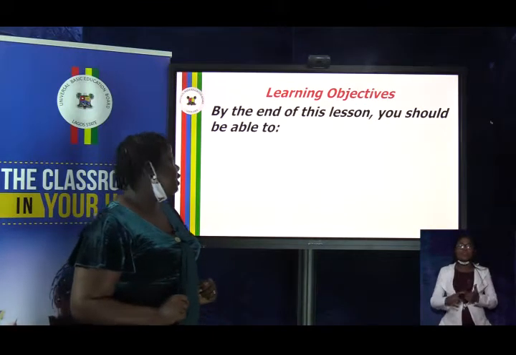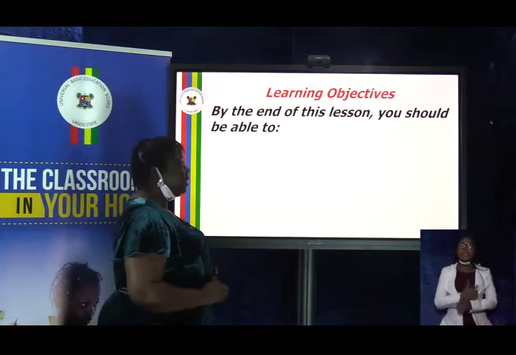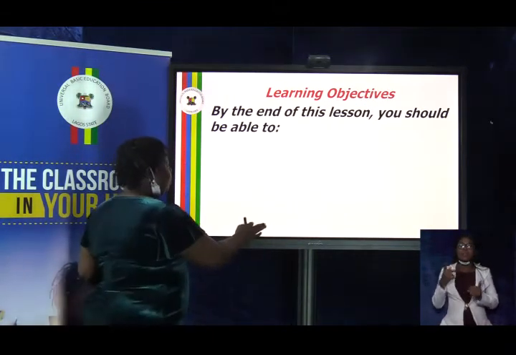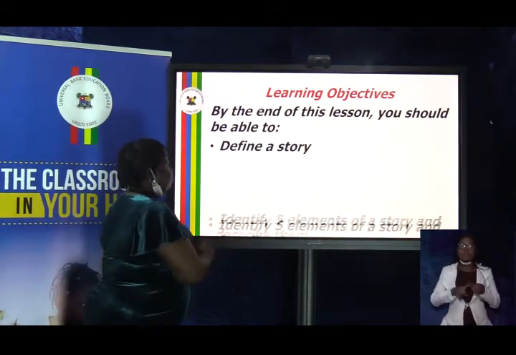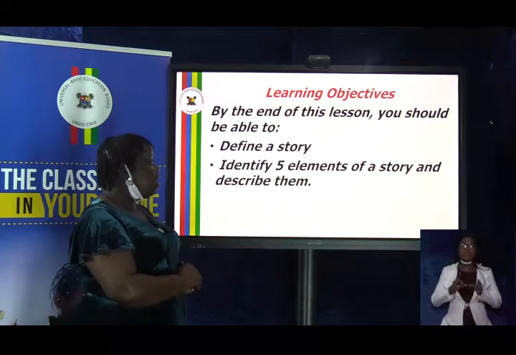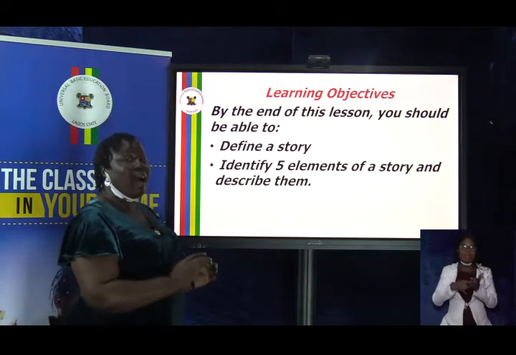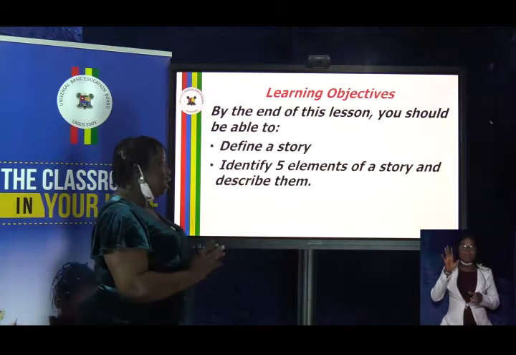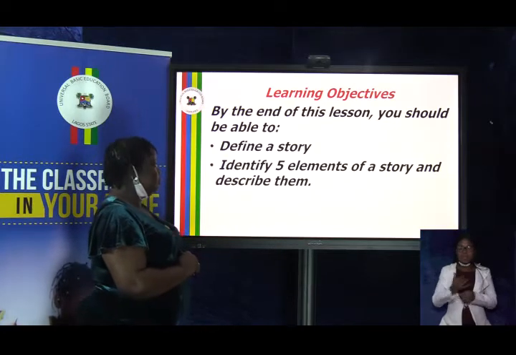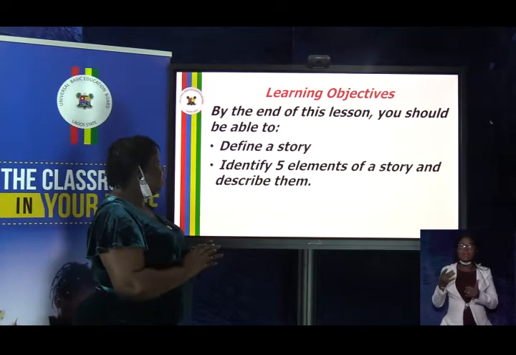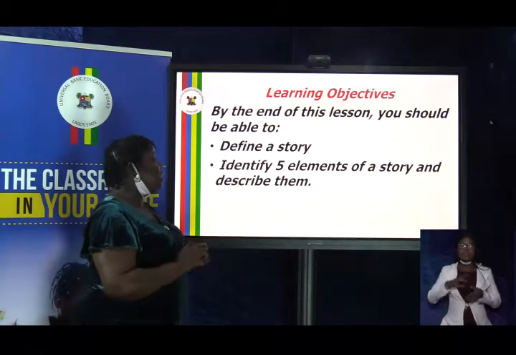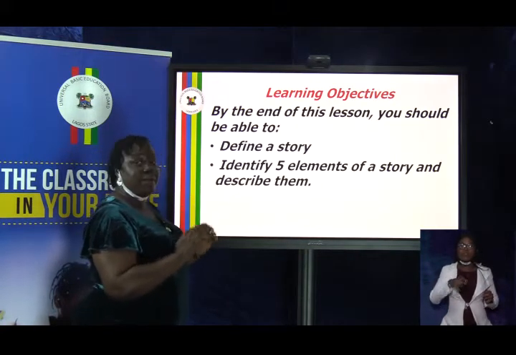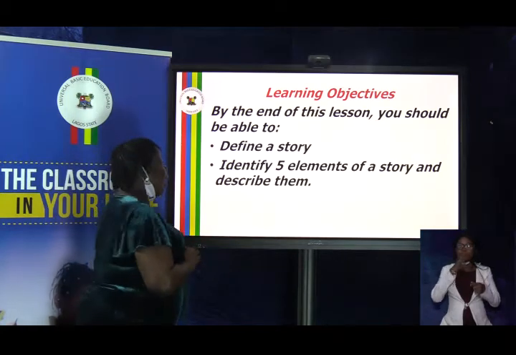Now to the learning objective for this lesson. By the end of this lesson, you should be able to define a story, identify 5 elements of a story, and describe them. Let me take the learning objective again. By the end of the lesson, you should be able to define a story. Not only that, you should be able to identify 5 elements of a story and describe them.